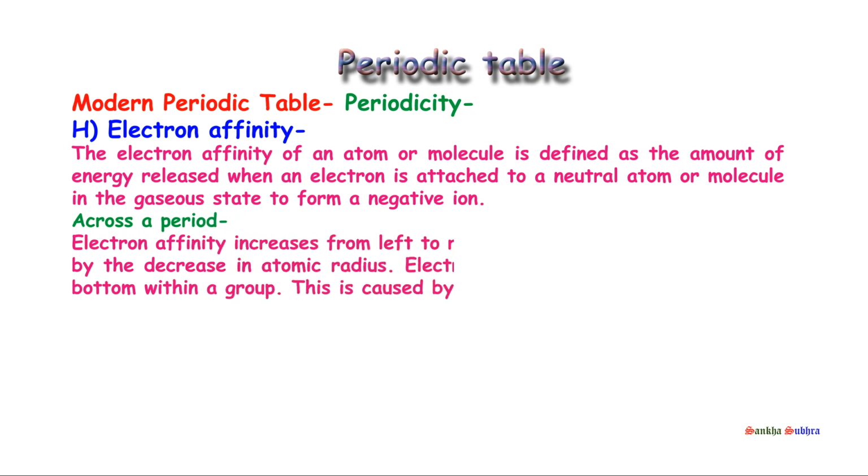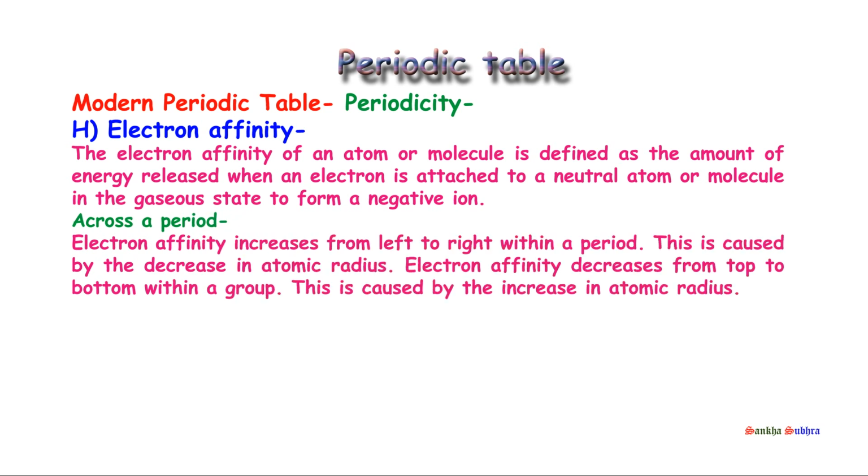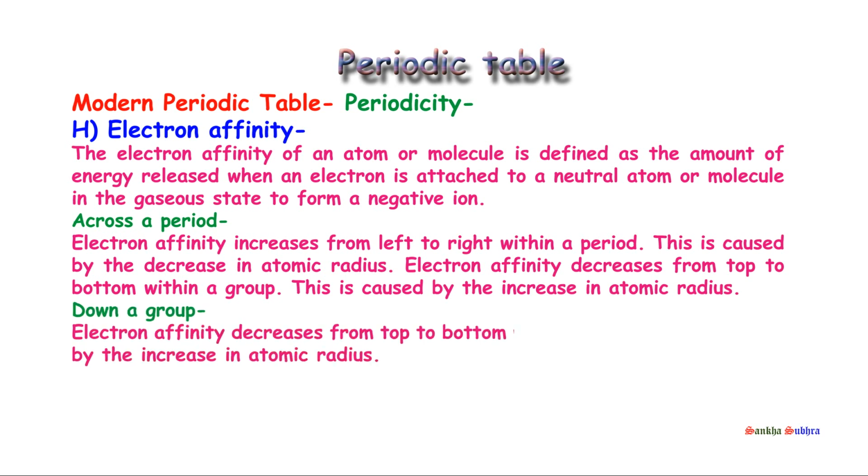Now, if we move across a period, we will find that the electron affinity increases from left to right, because the decrement of the atomic radius causes an immense attraction on the outermost electrons. As a result, the electron affinity increases. But down the group, the atomic radius increases, so the electron affinity is reduced.